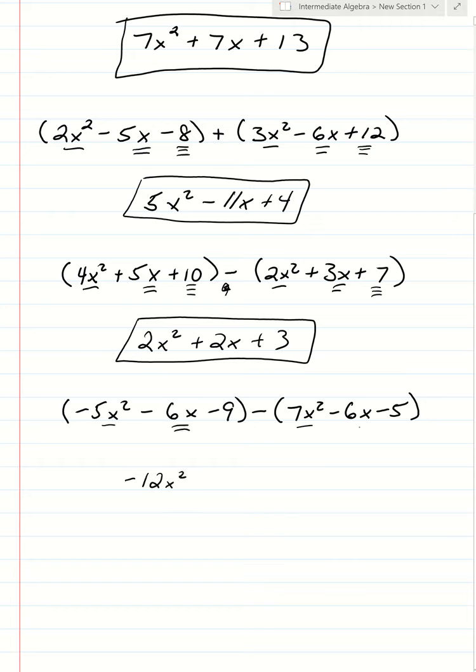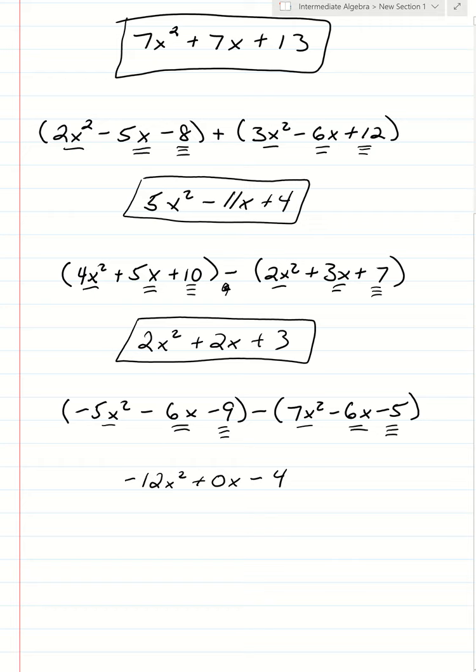Next, we have the like terms, the x terms. And now I have to take a negative 6x, and I'm going to subtract a negative 6x. And that would actually give you a 0x term. Lastly, we have the constants, our like terms, and I'm taking a negative 9, and I am now subtracting a negative 5. Well, negative 9 minus a negative 5 would in fact leave us with a negative 4.